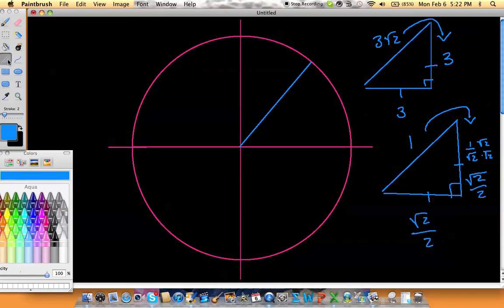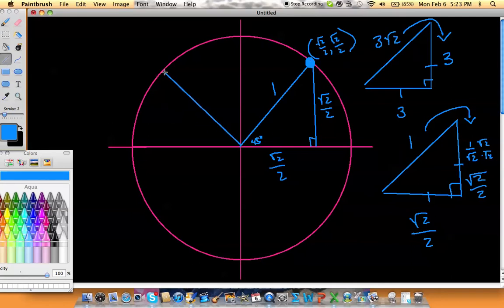So when I come over here to my 45-degree angle in my unit circle, if this is 45 degrees, I've now made a 45, 45, 90. In a unit circle, the radius is always 1. So the height of this triangle is root 2 over 2, and the base of this triangle is root 2 over 2, which is why this coordinate right here is root 2 over 2, comma, root 2 over 2.